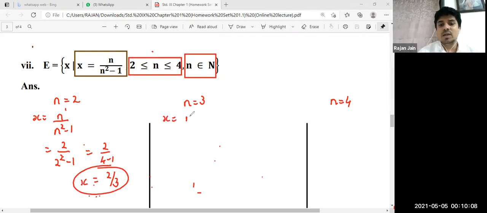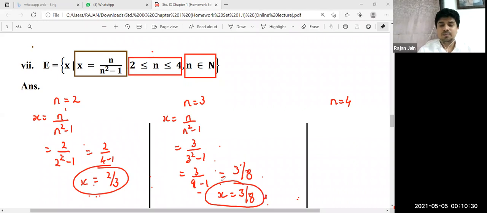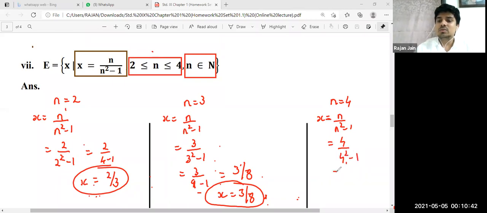Then x is equal to n upon n square minus 1. Now the value of n to be taken is 3. So 3 upon 3 square minus 1, which will be 3 upon 9 minus 1. So my x ka value now is 3 upon 8. So x is equal to 3 upon 8 is your second value. Okay, clear? Then again, x is equal to n upon n square minus 1. So over here, 4 upon 4 square minus 1, 4 upon 16 minus 1, answer will be 4 upon 15.